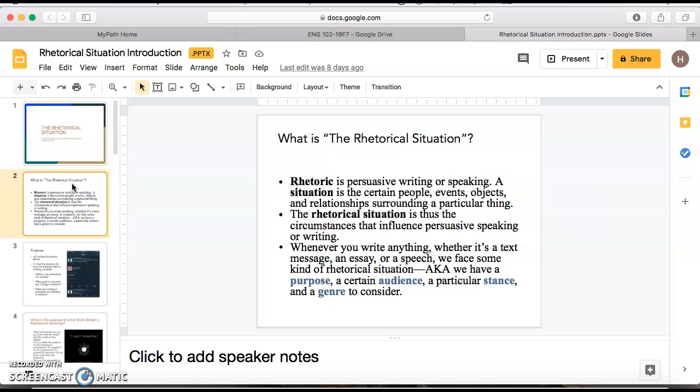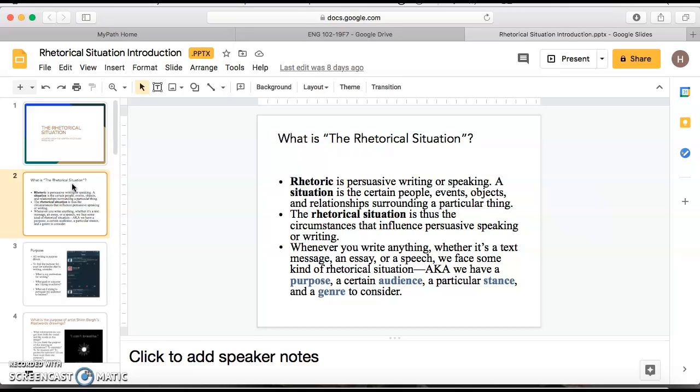So the rhetorical situation is the circumstances that influence persuasive speaking or writing. How we persuade other people depends on what this situation is. So whenever we write anything or speak, we're trying to figure out what's the rhetorical situation, how can we best address this situation, how can we best craft our rhetoric to persuade that other person.